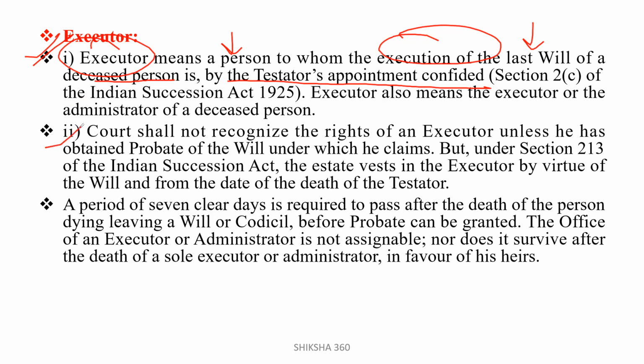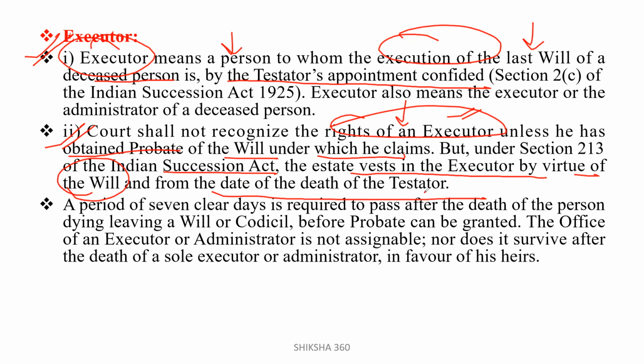Court shall not recognize the rights of an executor unless he has obtained probate of the will under which he claims, that is, he has all the authority of that property. That is, till the property will be divided among the actual persons. But under section 213 of the Indian Succession Act, the estate vests in the executor by virtue of the will and from the date of the death of the testator.